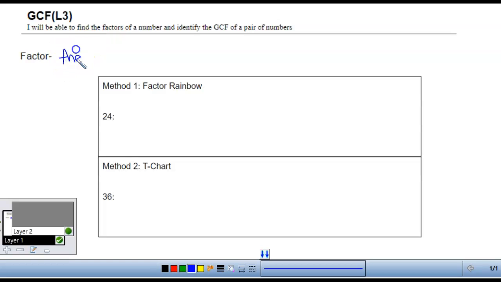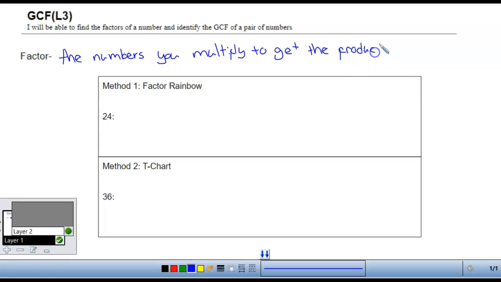Factors are the numbers you multiply to get the product. So what that means is if I have 7 times 3 equals 21, this is a factor, and this is a factor. We have two main methods for doing this. The first one is called factor rainbow.